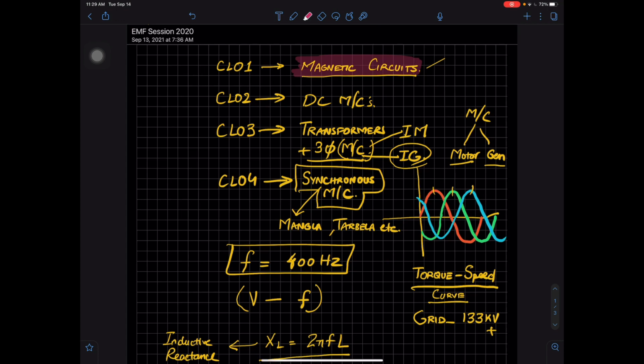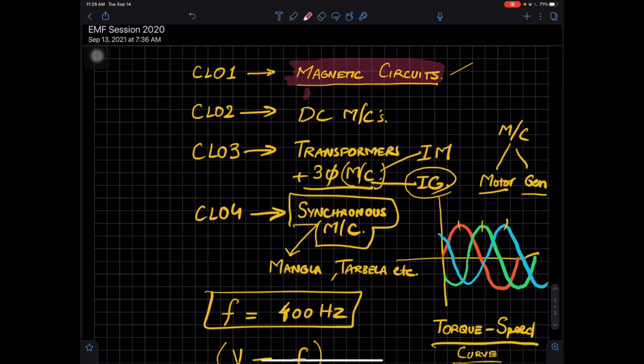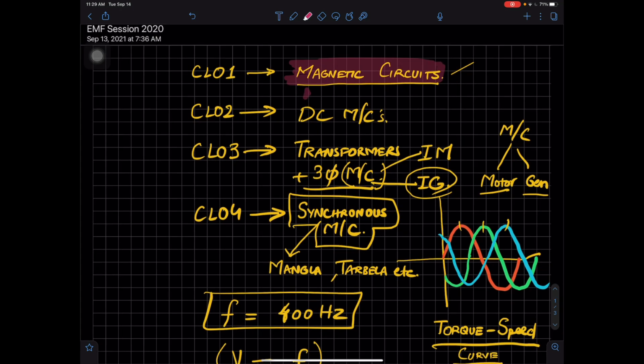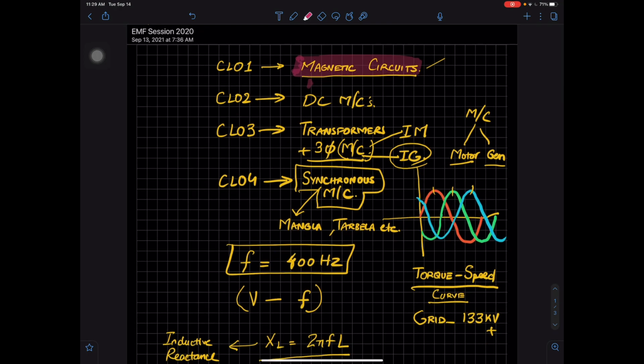So magnetic circuits are going to be discussed in CLO1, which will take approximately 1 or 2 weeks, in fact maybe 2 weeks plus. Whatever machine we discuss in this course, we are going to talk about magnetic circuits first. And since magnetic circuits are here, we will talk about how and which materials are better for magnetic circuits.